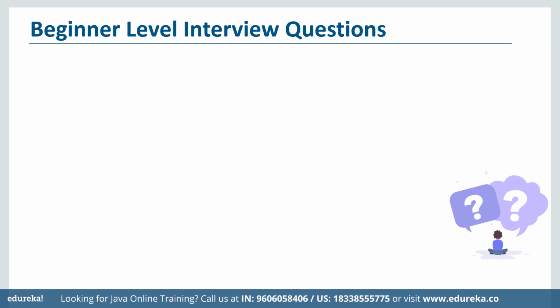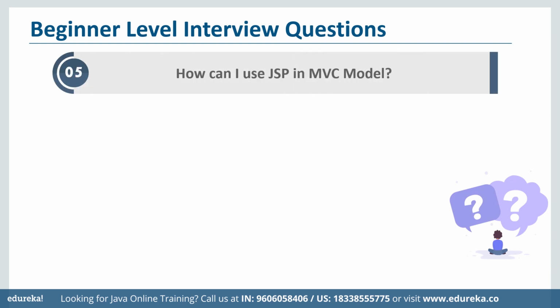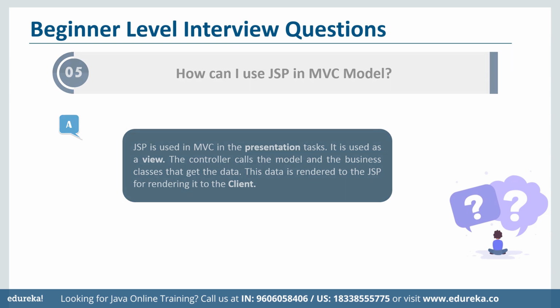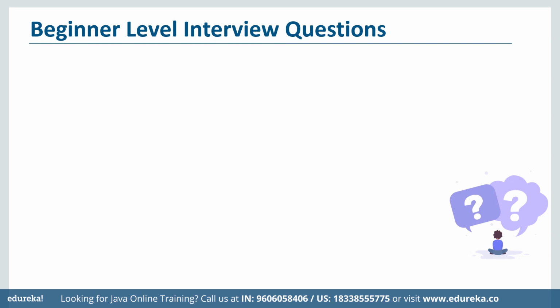The next question is, how can I use JSP in the MVC model? The answer for this question is, JSP is used in MVC model, that is model view controller, in the presentation tasks. It is used as a view. The controller calls the model and the business classes that get the data. This data is rendered into the JSP for rendering it to the client. Now let us deal with the next question.